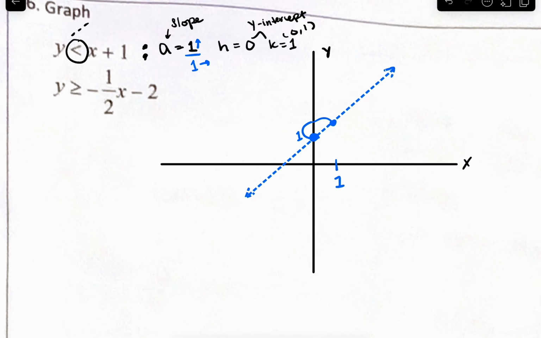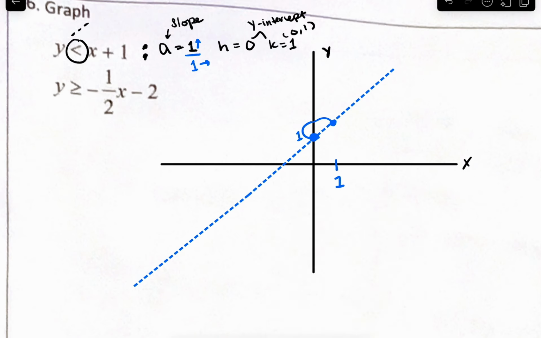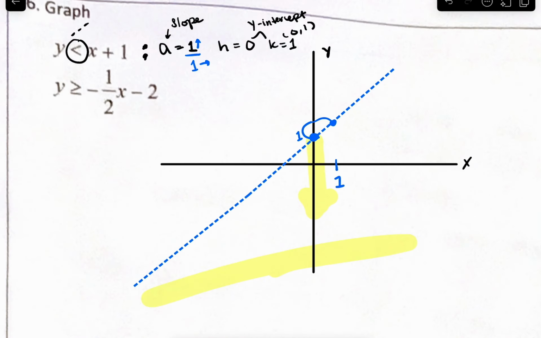Okay, let's extend this line. And it's y less than, it's pointing at the y. So that means we're going to be shading below my y-intercept. So we're going to be shading down here.